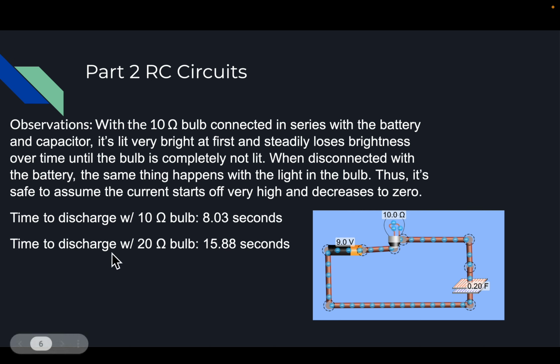Then time to discharge with a 10 ohm bulb, I calculated it at approximately 8 seconds, and with a 20 ohm bulb, it's about 16 seconds.